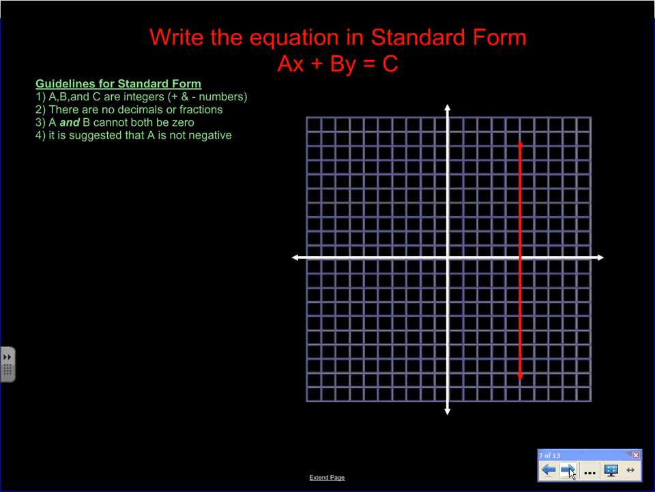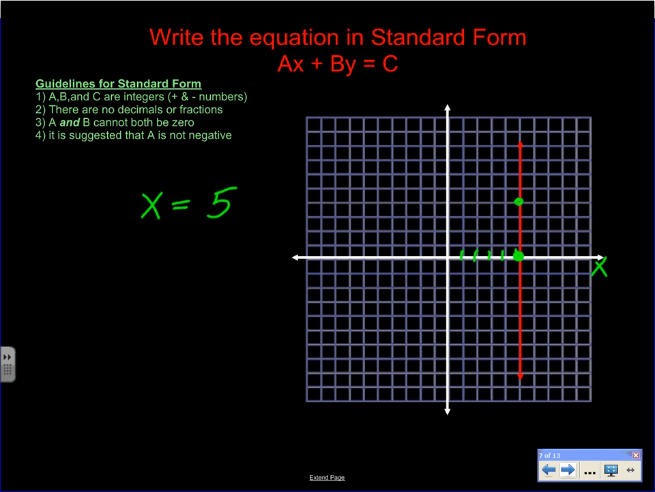Let's look at this next one. It says write the equation in standard form. If we're looking here, we know we have a vertical line. So vertical lines all have equations that will say x is equal to a number. And in this case, x is equal to 1, 2, 3, 4, 5. X is going to be equal to 5. It crosses the x-axis at 5.